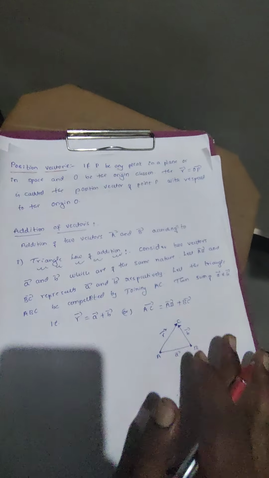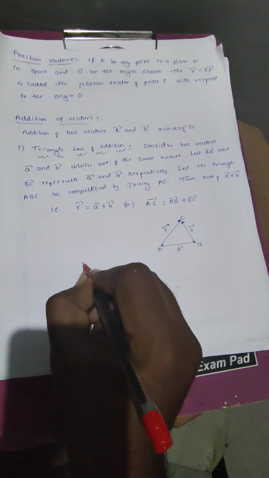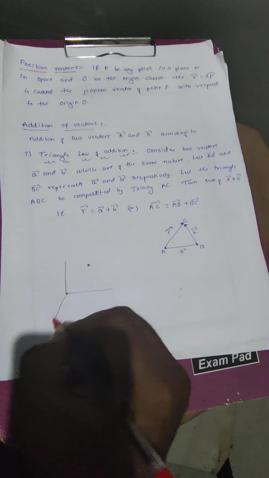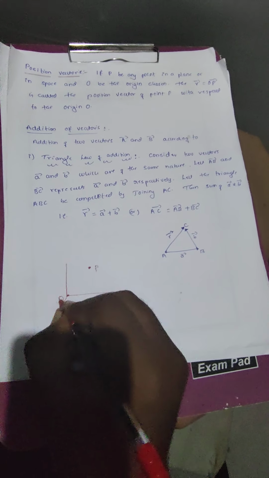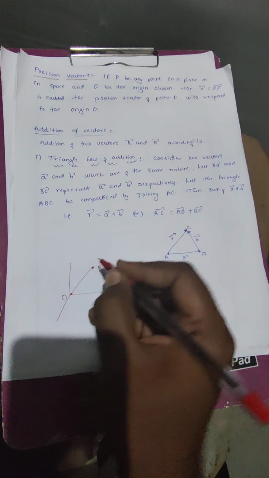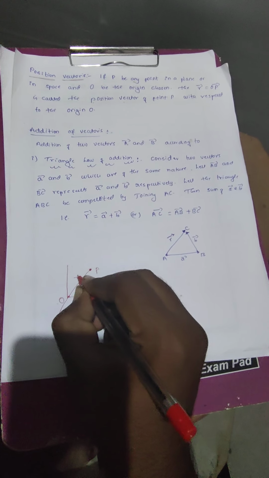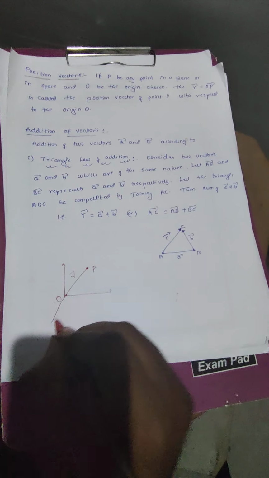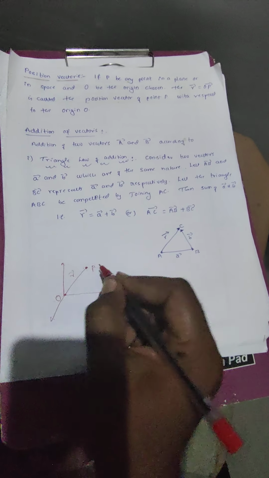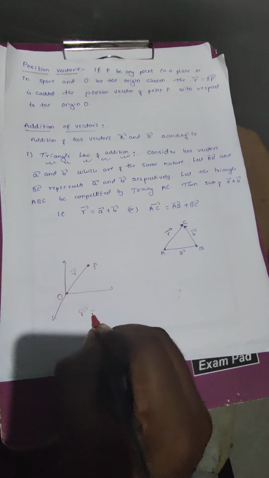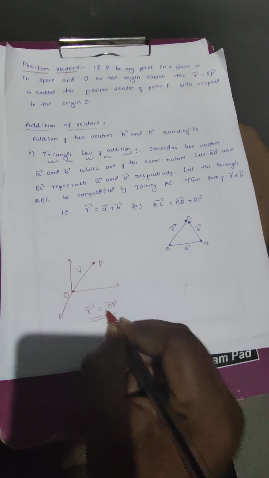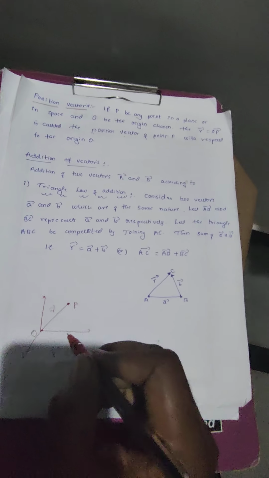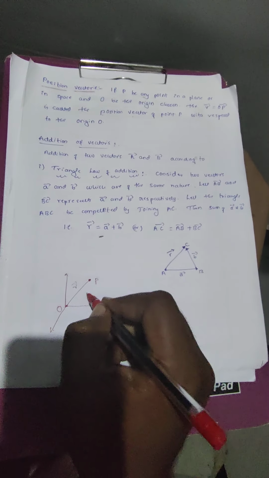Now let's see the figure below. P is any point in the space. O is the origin. The vector OP, the line OP, is a vector R, the position vector of point P. R is the position vector of point P. And this is how the position vector can be determined.